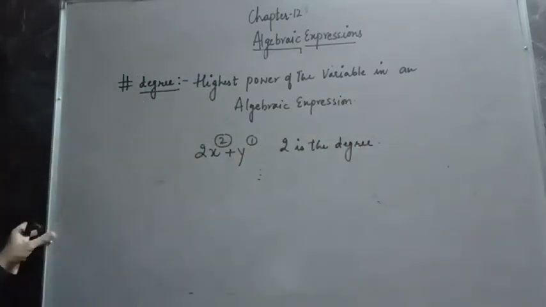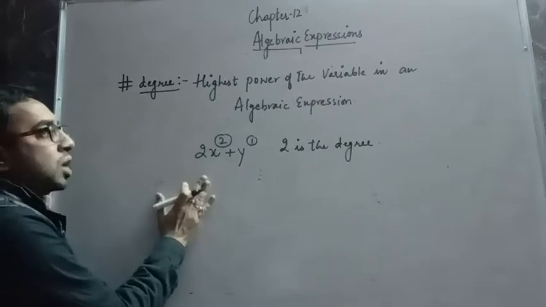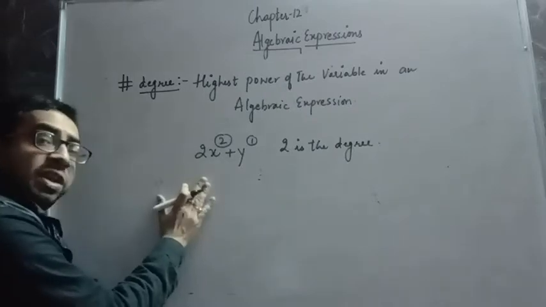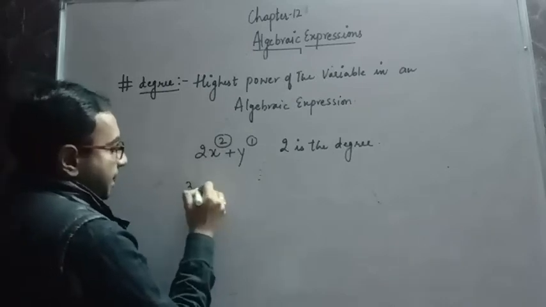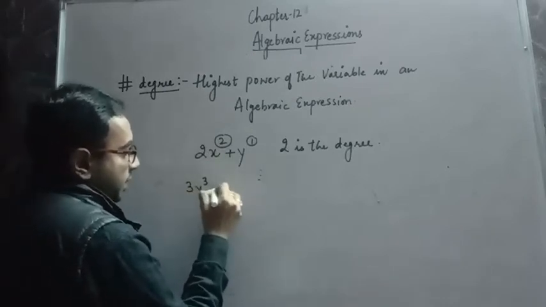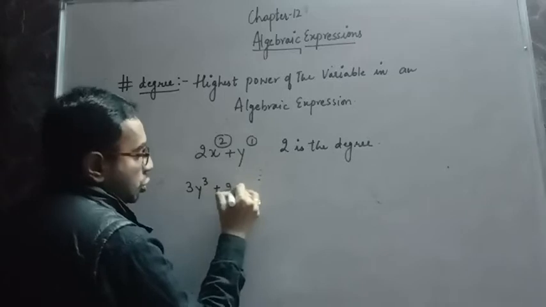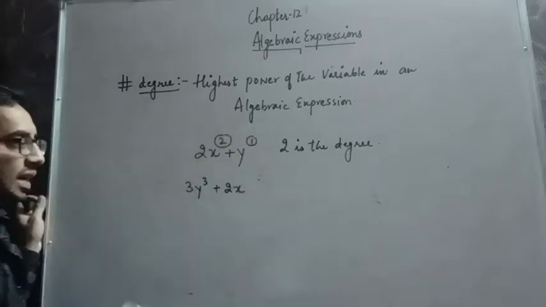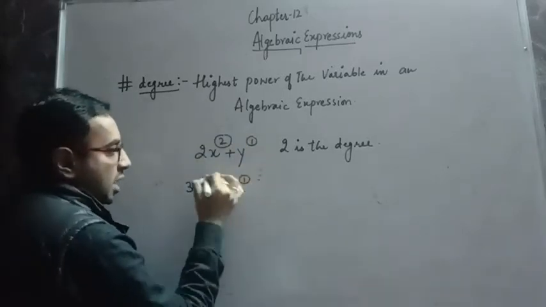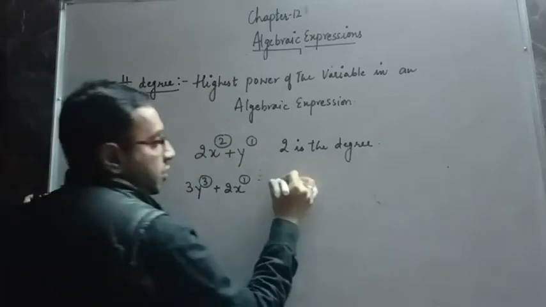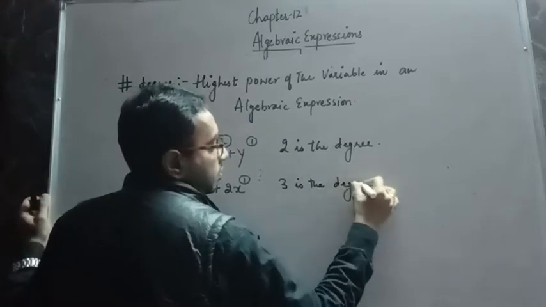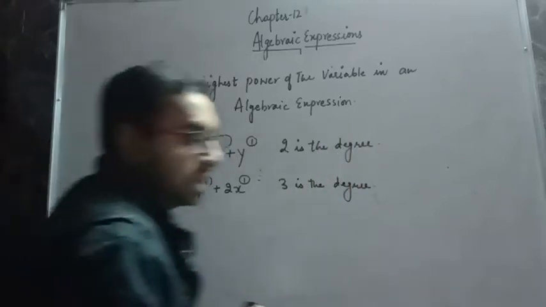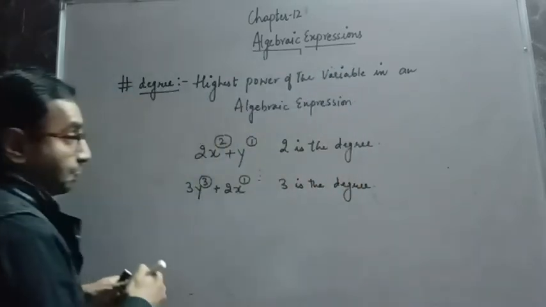Clear? Now, basically, when we talk about this particular concept, we have one more concept. Again, I am giving you one more thing. Like 3y cube plus 2x. Now, tell me, here power is 1, here power is 3. What is the degree? 3 is the degree. Clear?